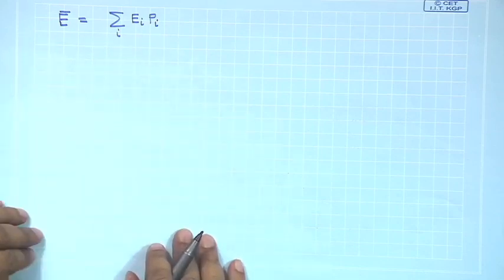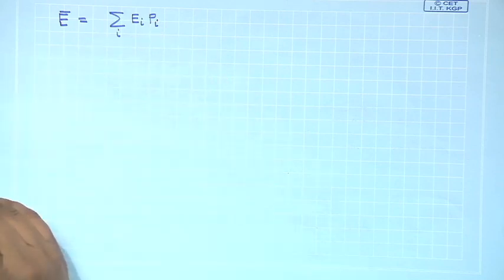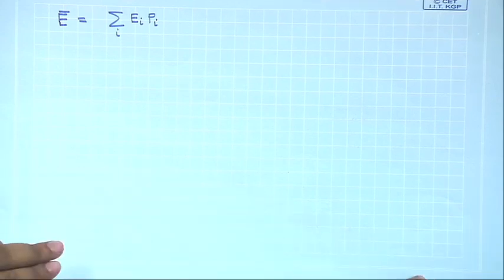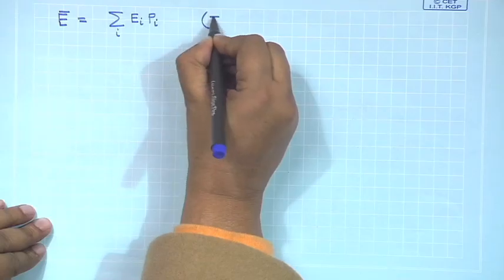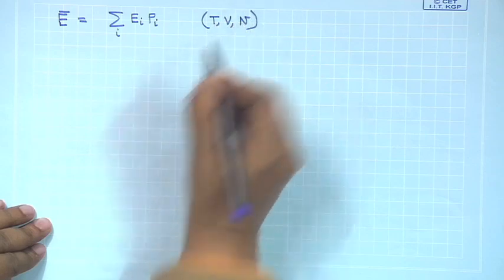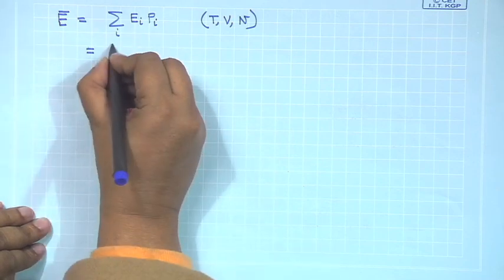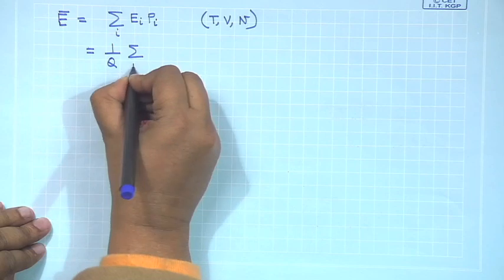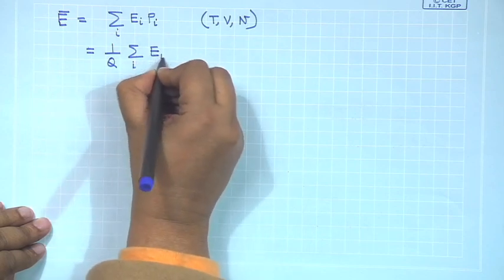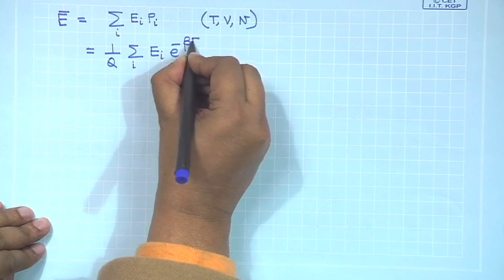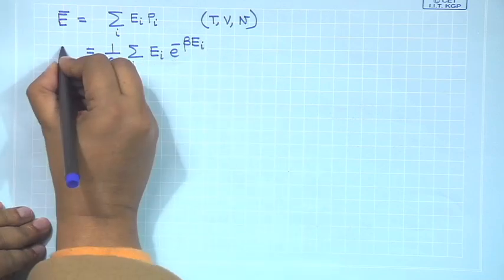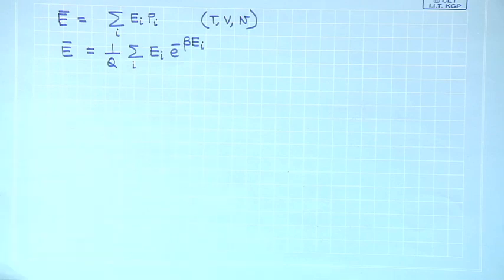So, this is the ith energy eigenstate and Pi is the probability that the system resides in this ith microscopic state under the given condition of temperature, volume and number of particles. Now, if I write down explicitly what Pi is, I can very easily show that this must be something like Ei e to the power of minus beta Ei by definition of Pi. So, this is my E bar. Now, is it possible to simplify this expression to a more usable form?